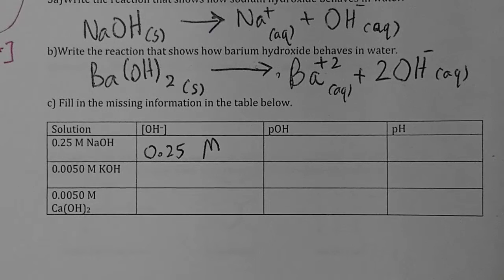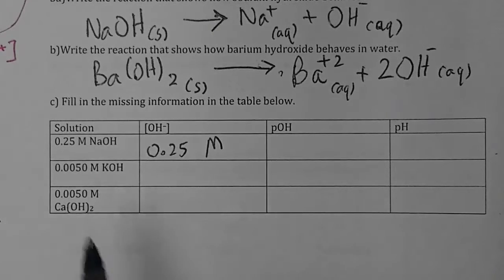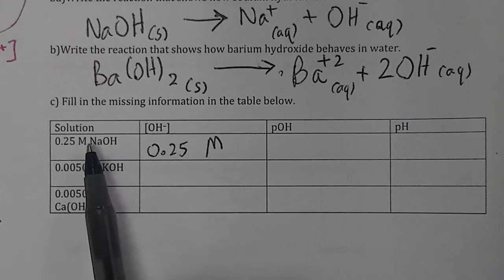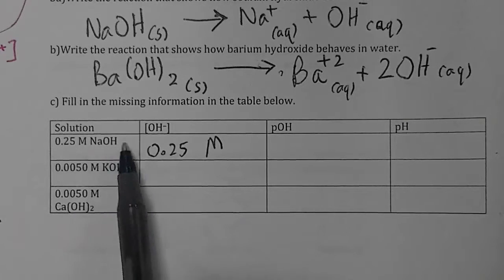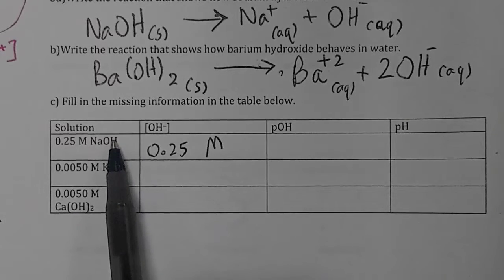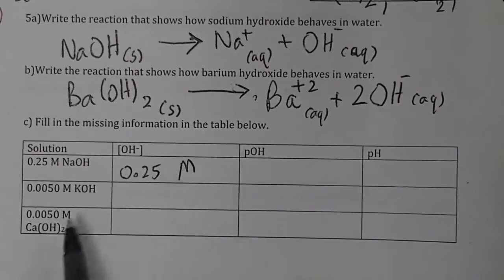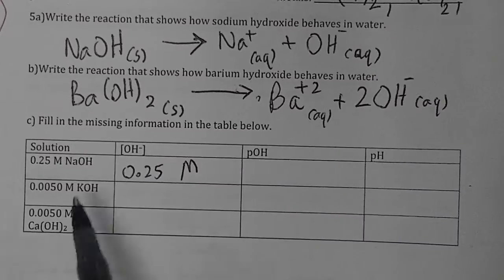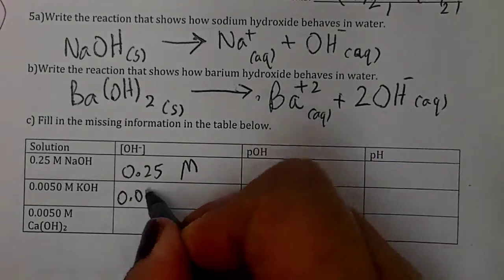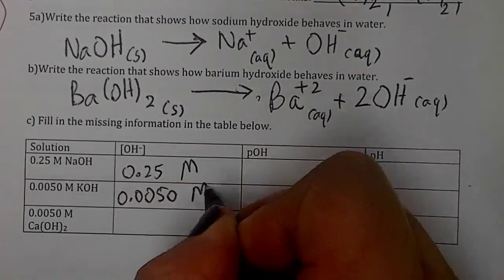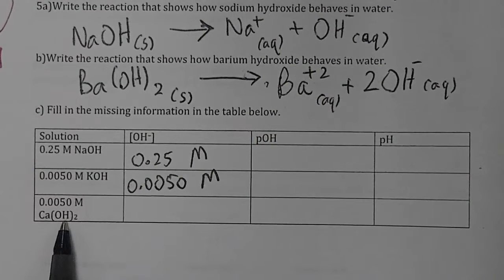Okay, so pretty much what we're trying to say is this. See how NaOH, for every one of NaOH, you're going to have the same OH, right? Because we just showed you how you break it apart. So that's going to be the same. How about KOH? Same. It's the same. So we're going to say 0.0050 molarity. Okay, now let's go with Ca(OH)2.